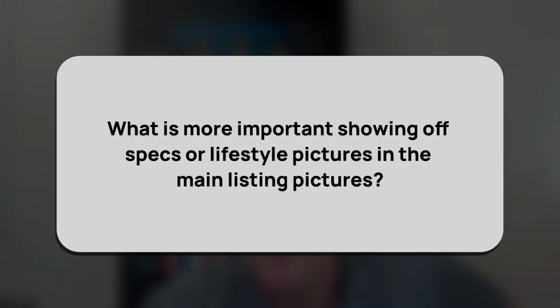What is more important, showing off specs or lifestyle pictures in the main listing pictures? I guess you're talking about this stack, not necessarily just the first image. You want to have your main image be a main image hack. You want it to be your product. You want it to be potentially product packaging. You want to show off your top relevancy keywords within your main image.